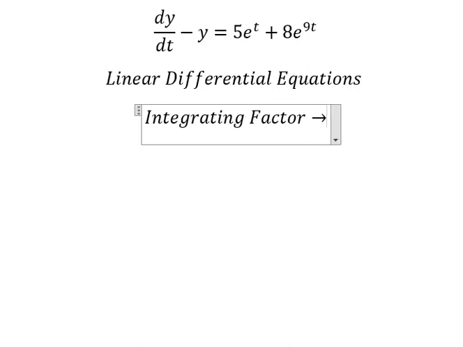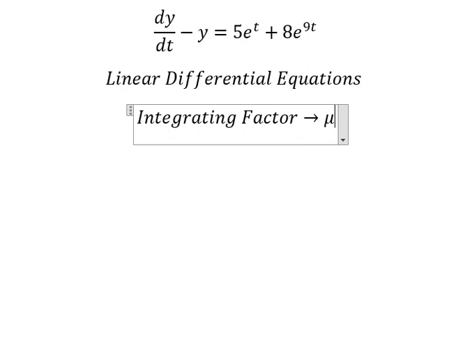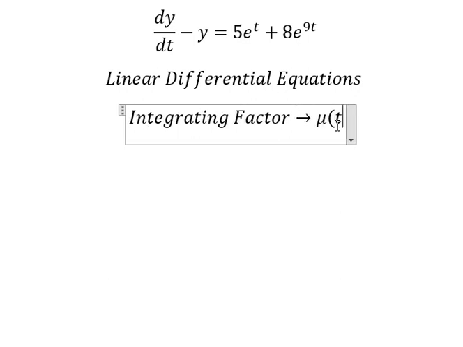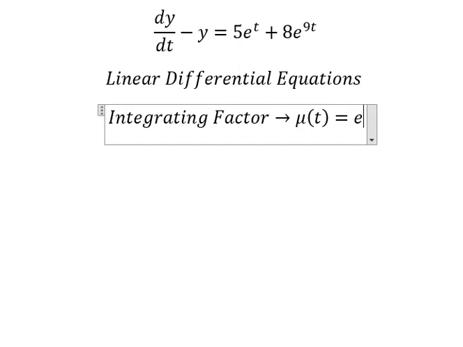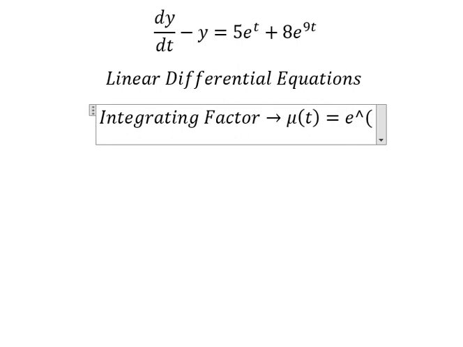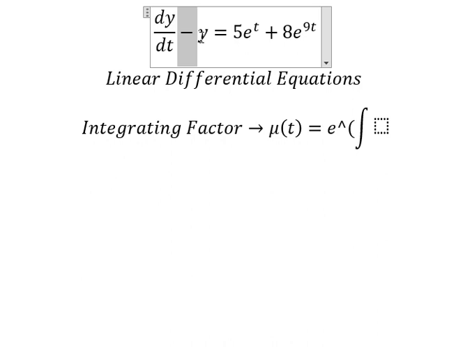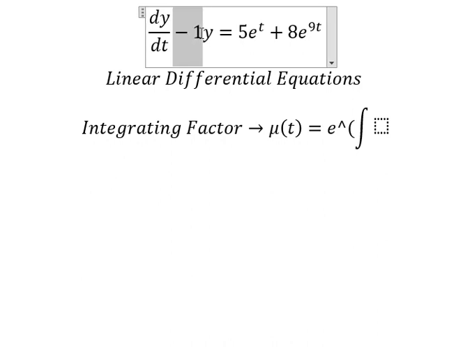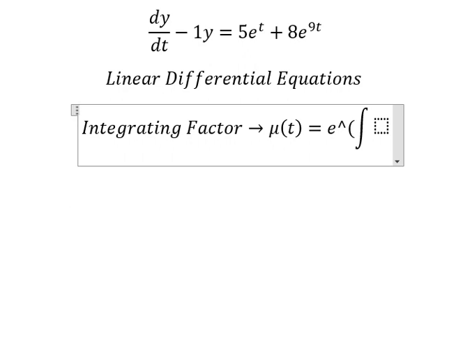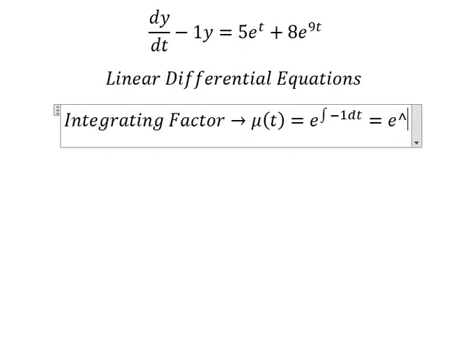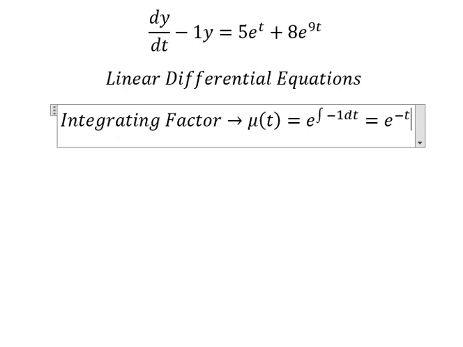So we need to find mu of t. We have e to the power of the integration. We can see that the negative next to y is negative 1. So I will put this one here, and we have e to the power of negative t.